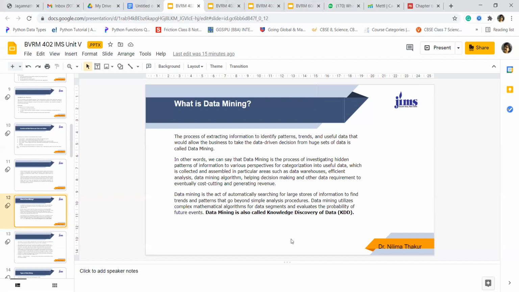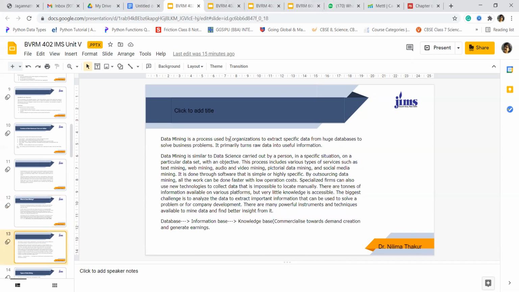Data mining is also known as knowledge discovery of data, in short form KDD. So please remember, in MCQs, you may be asked whether KDD means data mining or data warehousing. Then you need to say KDD means knowledge discovery of data, which means data mining. Is it clear? Okay.